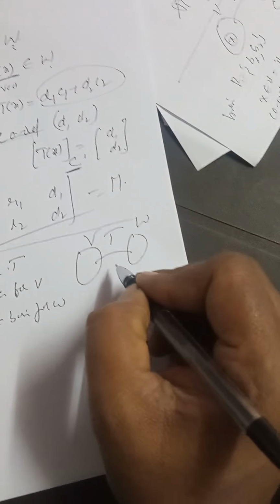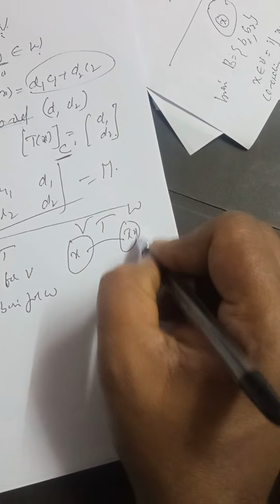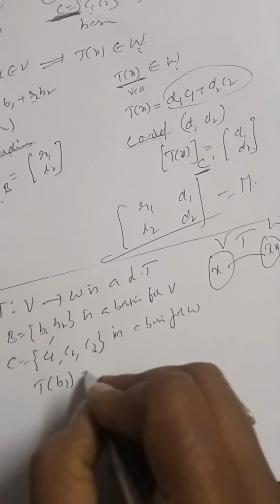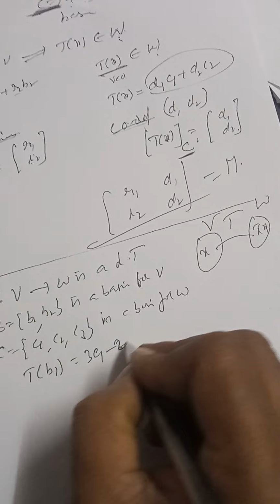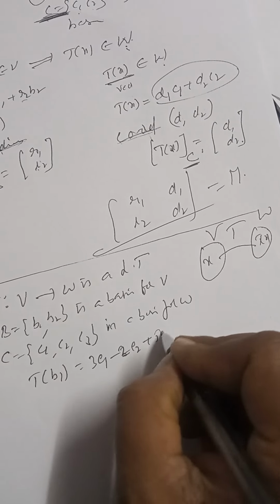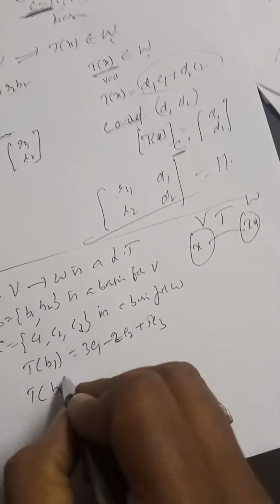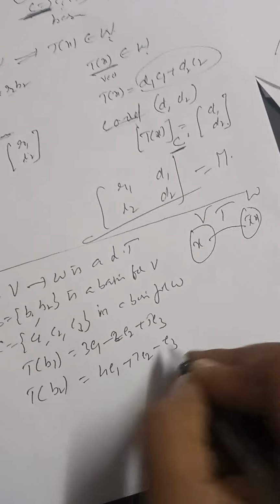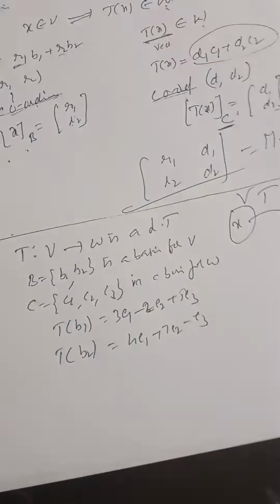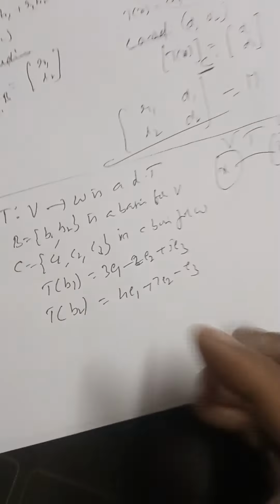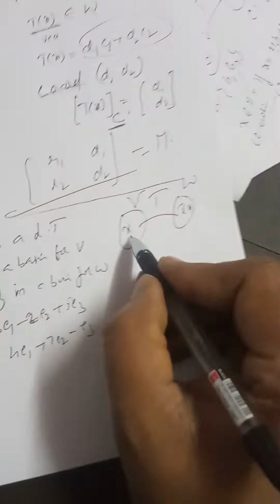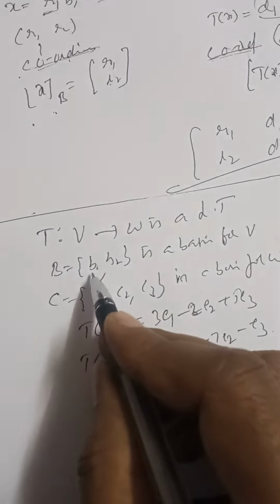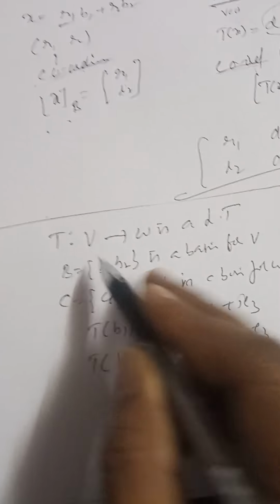T from V to W, X in V. Now, clearly, given that T of B1 is equal to 3E1 minus 2E2 plus 5E3, T of B2 is equal to 4E1 plus 7E2 minus E3, right? Now see, this is T of B1, X is in V, T of X is in W. Remember, B1 is a basis for V.